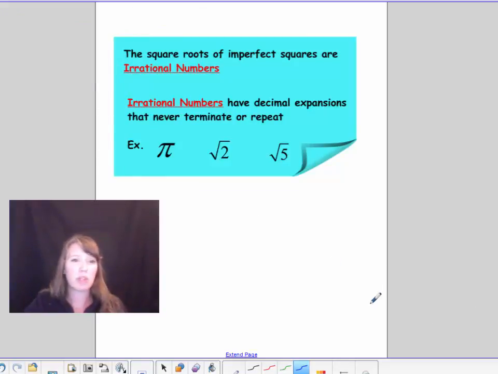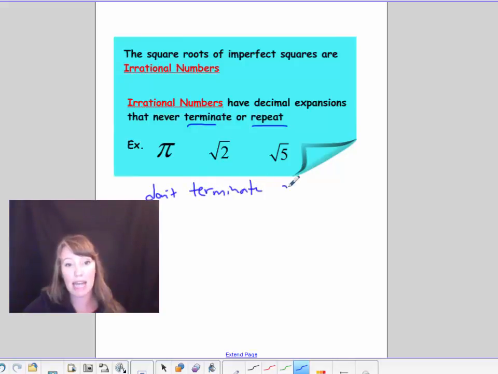The square roots of imperfect squares are called irrational numbers, and we're going to talk about those more in the next section, so just hold off on the identification of irrational numbers. But what you need to know is that irrational numbers have decimal expansions that never terminate and never repeat. They don't do either one.